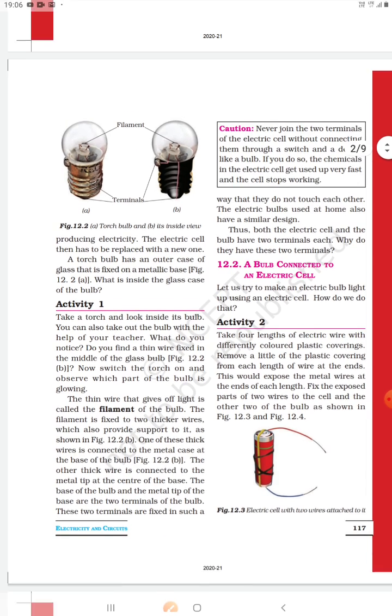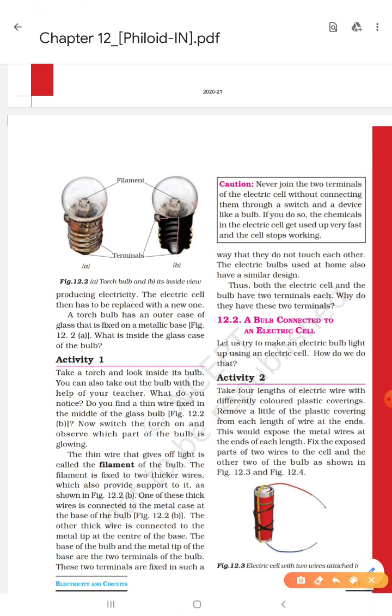I think some students have already noticed because I already explained all these things in a live class. So there is a thin wire in the middle of the glass bulb.